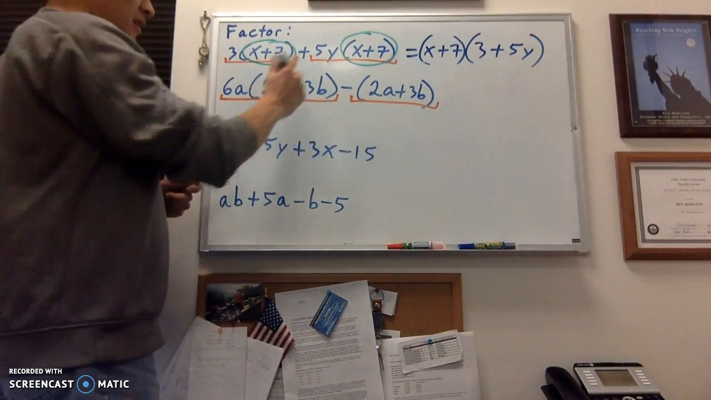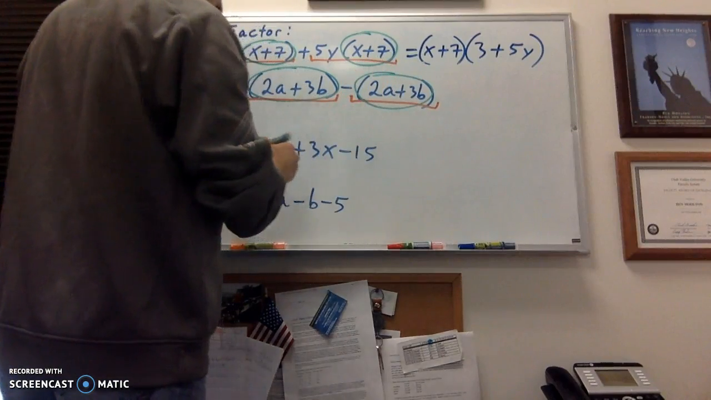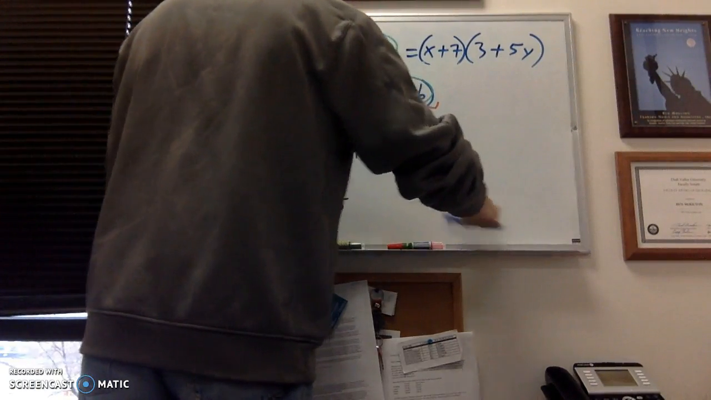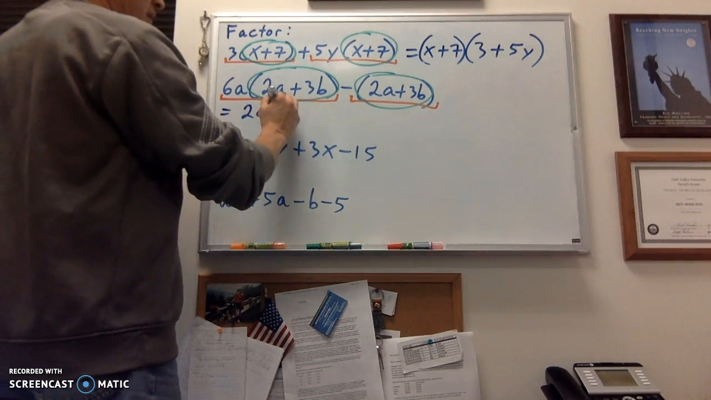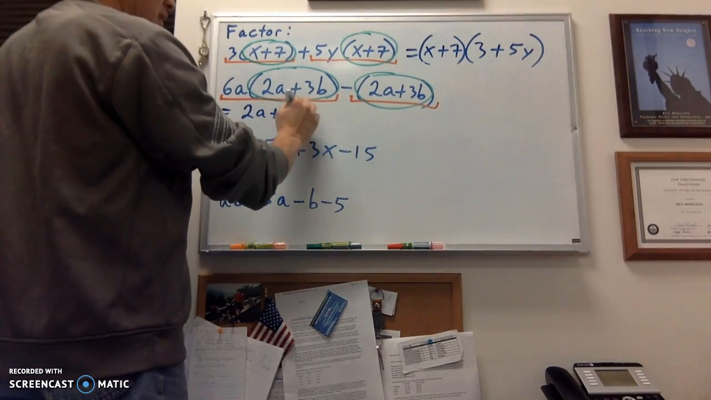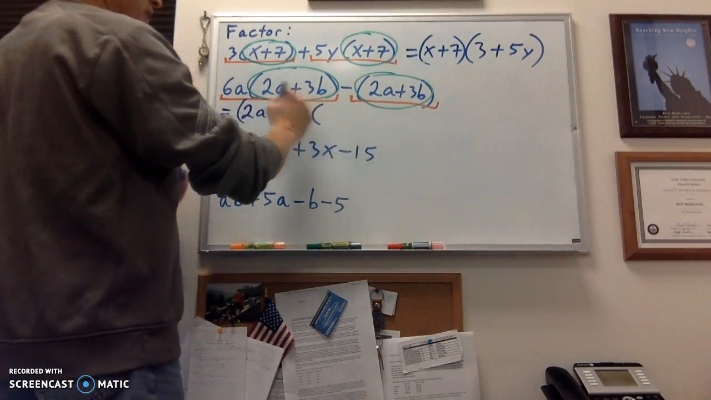What do they have in common? The 2a plus the 3b. So when you simplify that down, pull out the 2a plus 3b in parentheses, right? Having learned our lesson here. What's that leave us with?